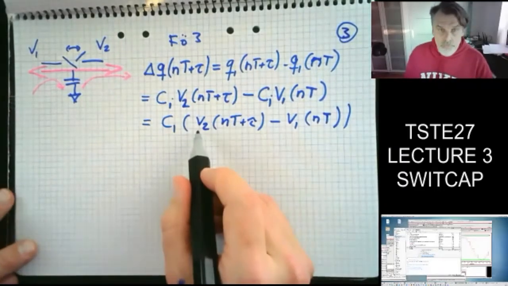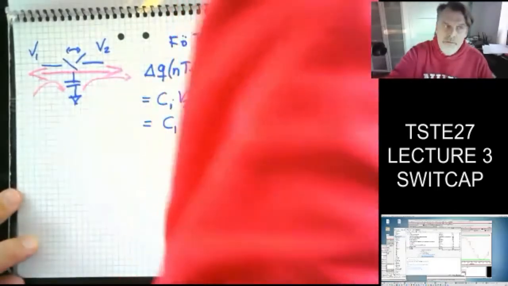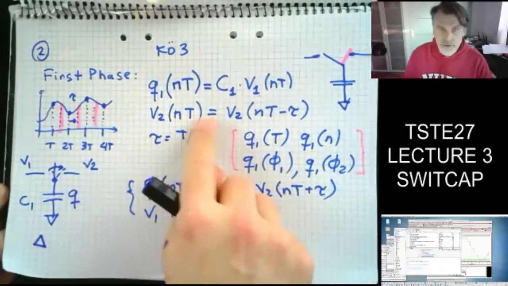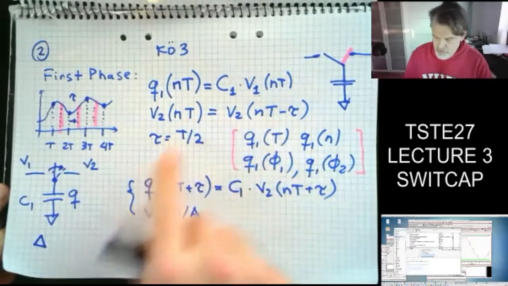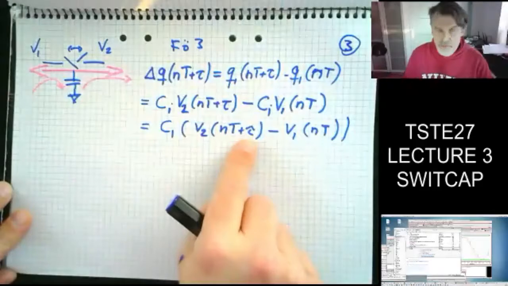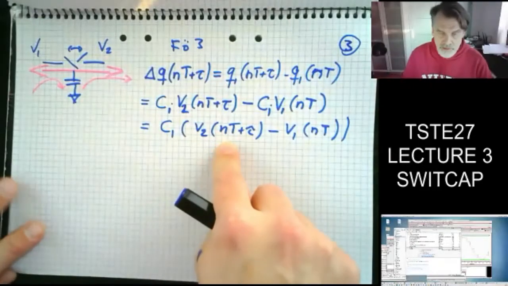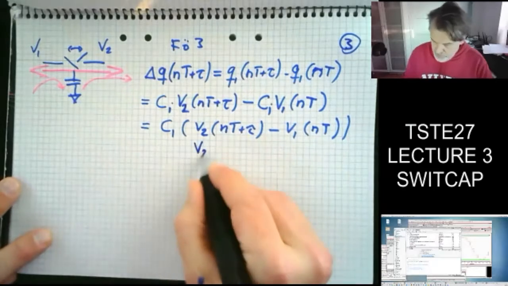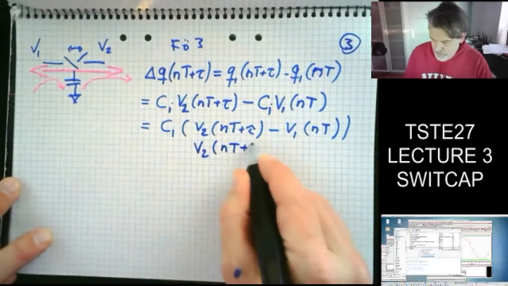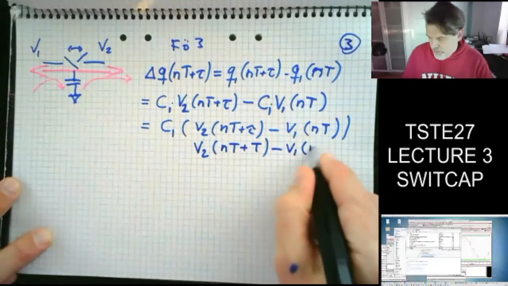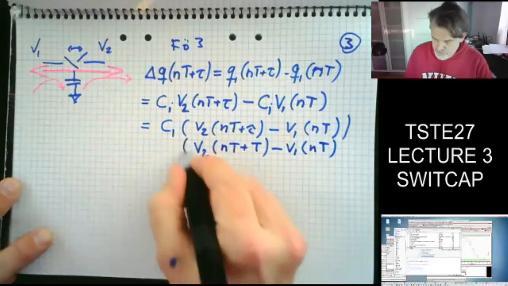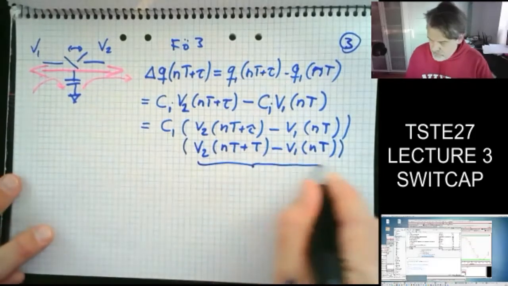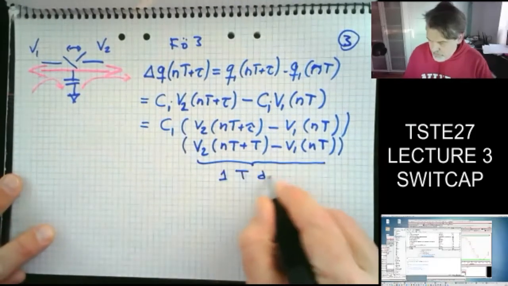Okay, and then I also know from the discussion in the previous case that the voltage is maintained on the output for the next half phase. So I know that V2 of nT plus tau is going to be V2 of nT plus 1, for example. So I could, if I want to, write this also as V2 of nT plus T minus V1 of nT. So I get a sort of one clock cycle delay here, 1 T. This is a 1 T delay.